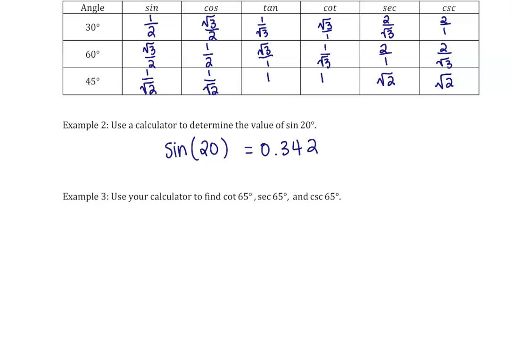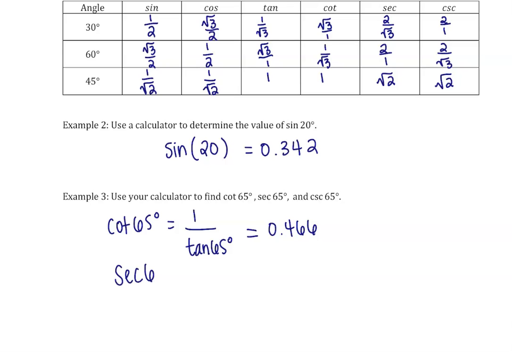Just to continue, we have to look at how to find all 6 of the trig functions. Sine, cosine, and tangent will have their own button, but cotangent, secant, and cosecant do not. So the way you find cotangent of 65 degrees is you do 1 divided by the tangent of 65 degrees. In your calculator, do 1 divided by, then hit the tangent button, and then type in 65 and hit enter. You should get 0.466.